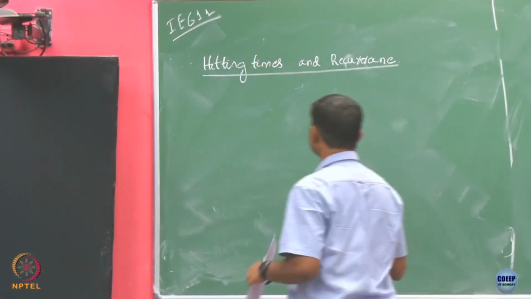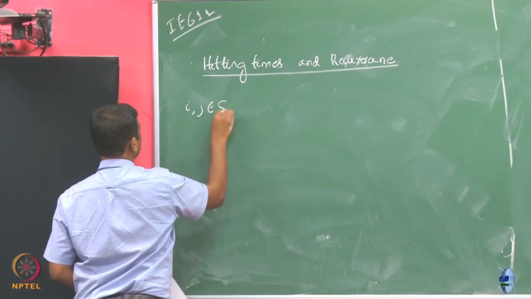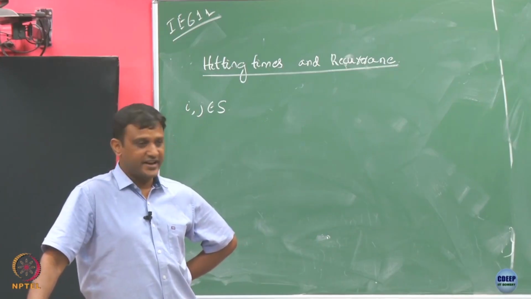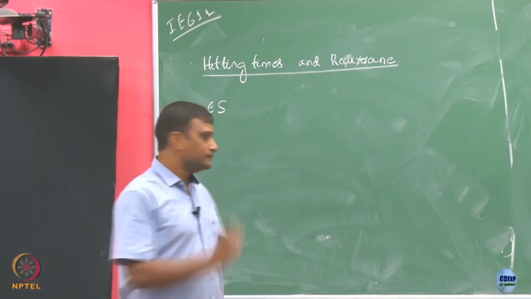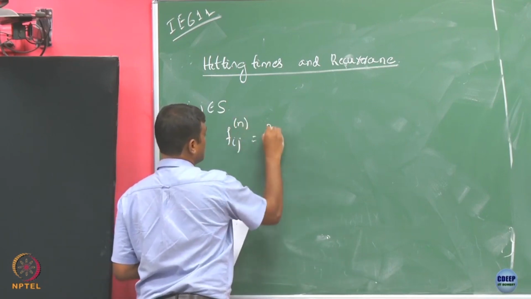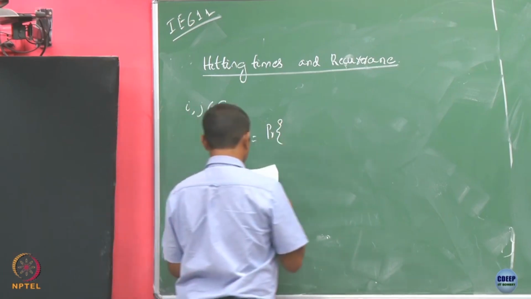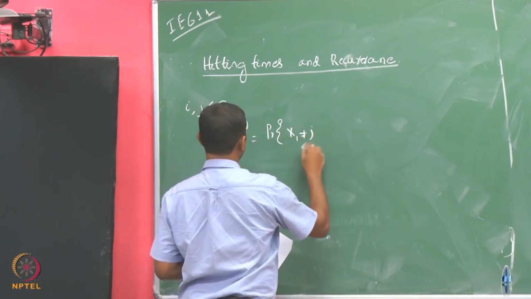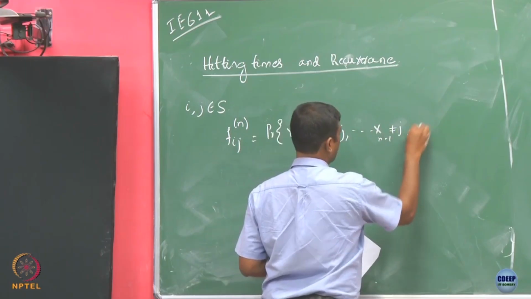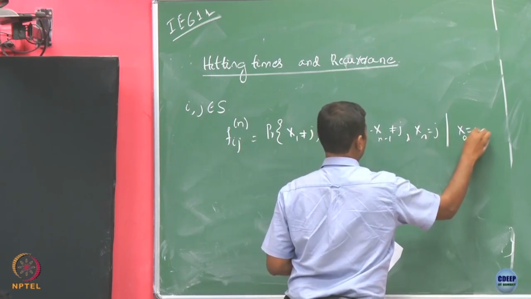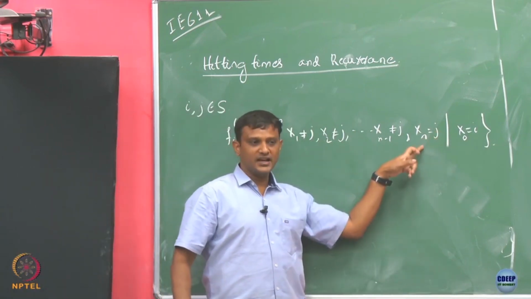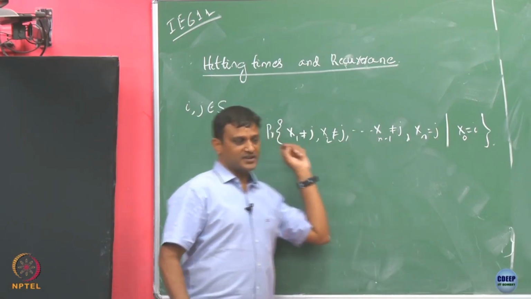Now let us take a state i and state j. I am interested, let us say, if I start from state i, when is the first time I am going to hit state j. Now I am going to define f_ij(n) as the probability that X1 not equal to j, X2 not equal to j, all the way up to X(n-1) not equal to j, and exactly Xn equals j, given X0 equals i. So what I have done here, starting from i, I am interested in hitting state j only in the nth round, not before that. I am assuming that i and j are different here.